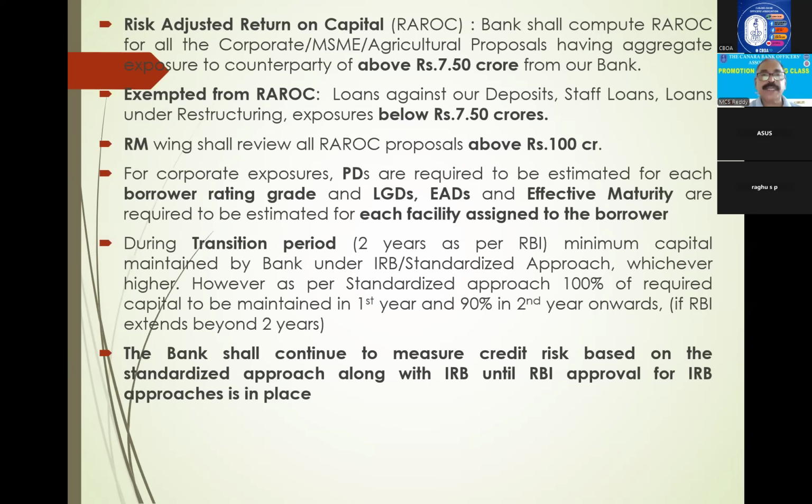Next, for corporate exposures, probability of defaults are required to be estimated for each borrower rating grade, and the LGD, EADs and effective maturity are required to be estimated for each facility. As I told you, PDs you are calculating borrower-wise, whether low risk borrower or high risk borrower. Whereas LGD is for each facility. Suppose for a term loan, what is the security? For working capital, what is the security? Or if it is an infrastructure project, whether you are having rights on your toll collections, whether it is first right or second right, seniority, that is what. These are all calculated for the LGD approach.